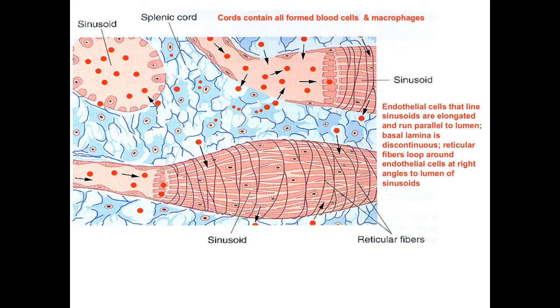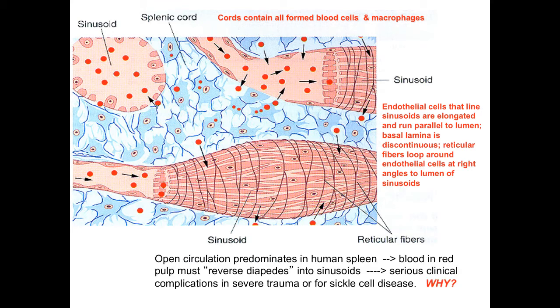The endothelial cells that line the sinusoids, as depicted in the diagram, are elongated and run parallel to the lumen of the sinusoids. The basal lamina is discontinuous. There are reticular fibers that loop around the endothelial cells almost at right angles to the sinusoids. And as we said, the open circulation predominates in the spleen, so blood that's in these pulp cords has to reverse diapedese into the sinusoids. Now, because of this open circulation, that can have significant clinical consequences.